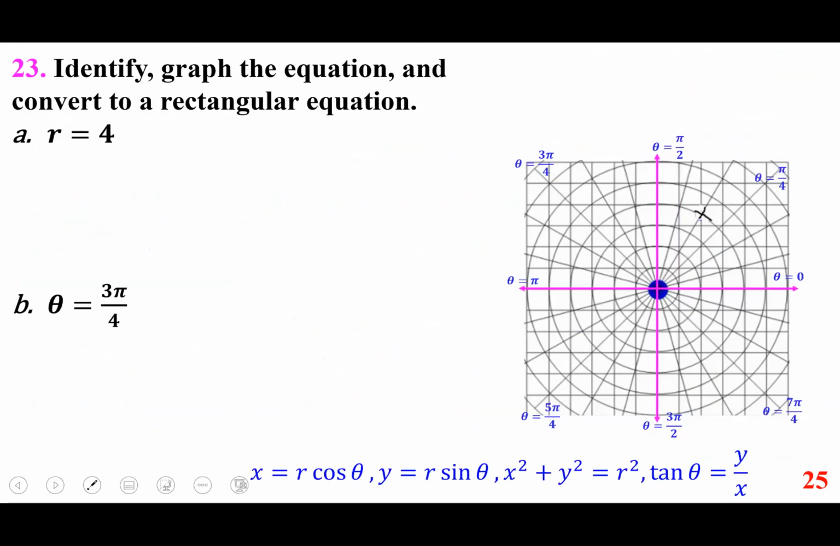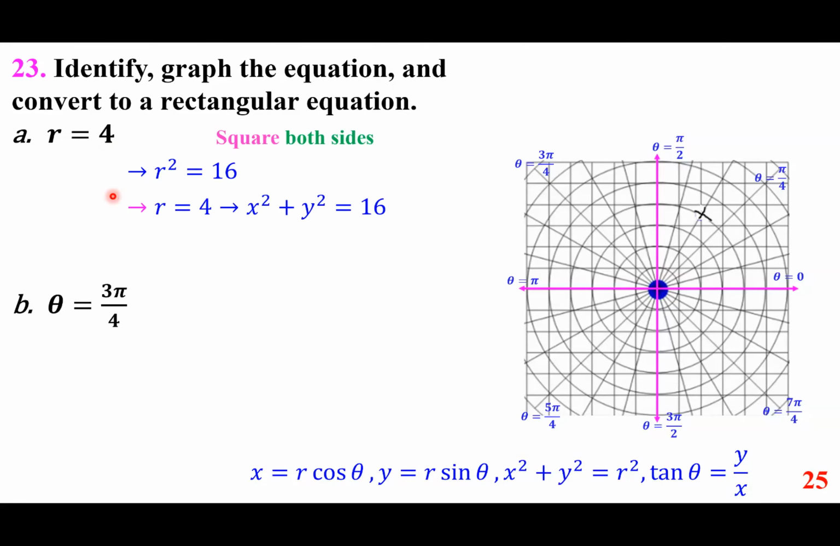Identify, graph the equation, and convert to a rectangular equation, and reminding everybody that x is r cosine theta, y is r sine theta, x squared and y squared add up to r squared, tan of theta is y over x, adjust for the quadrant always. So r equals 4. The technique is to square that because we know r squared is x squared plus y squared. So if you square that, you get r squared equals 16. And simply put, r equals 4 gives us x squared plus y squared equals 16. And this is a circle centered at 0, 0 with the radius 4.